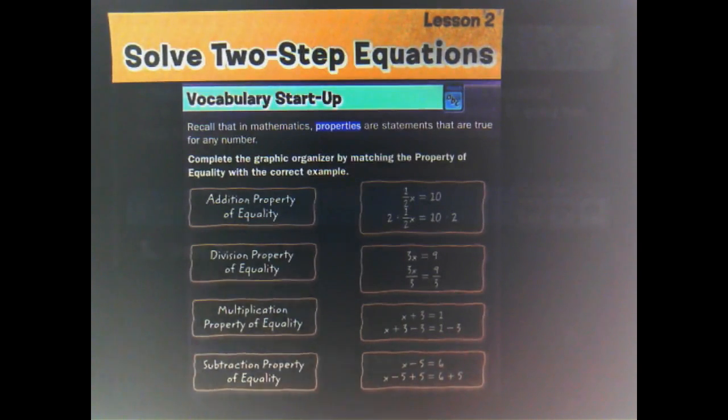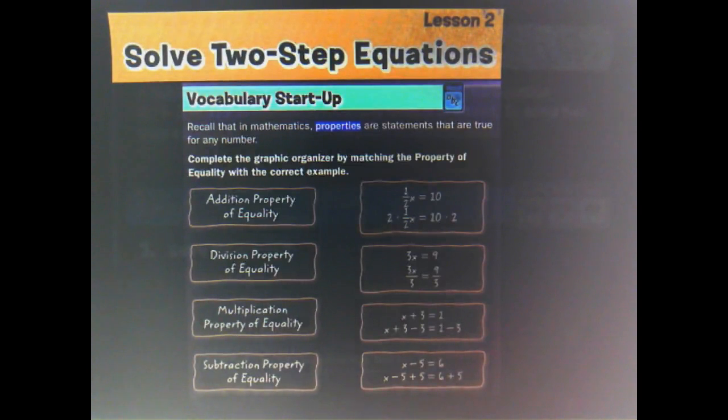Today we are in Chapter 2, Lesson 2, and we're talking about solving two-step equations. We are building on what we talked about yesterday in solving equations with rational coefficients. So today we're going to talk about a vocabulary startup. It says, recall that in mathematics, properties are statements that are true for any number. That means no matter what numbers you plug in to those properties or those statements, it will always be true.